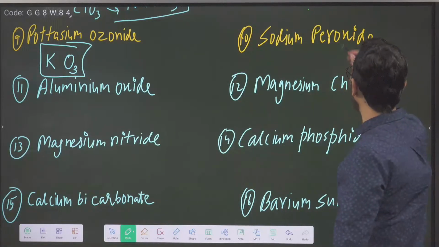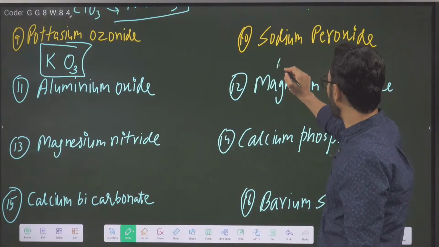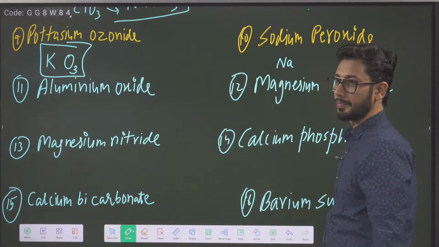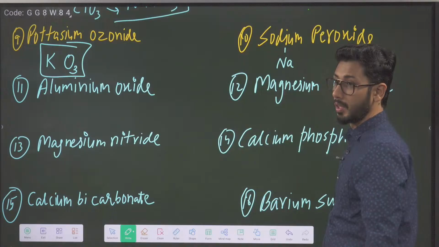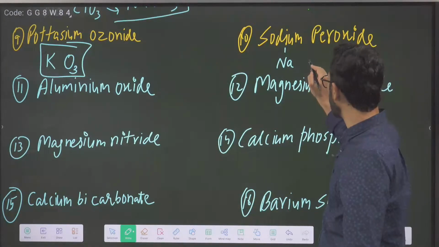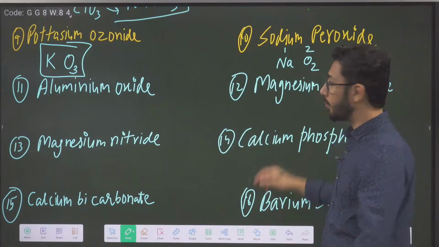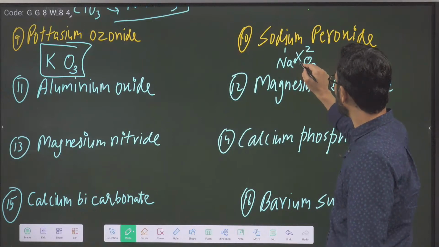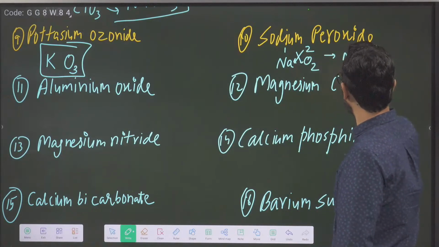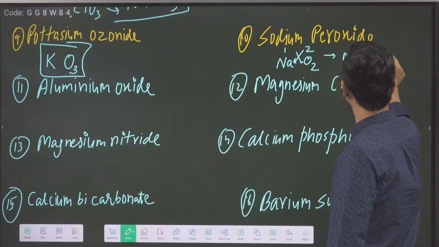Okay, 10th pending. Sodium peroxide. Sodium is plus 1, net charge 1. Peroxide, done today, it is O2 2 minus. Net charge 2. Crisscross method. It becomes Na2O2.